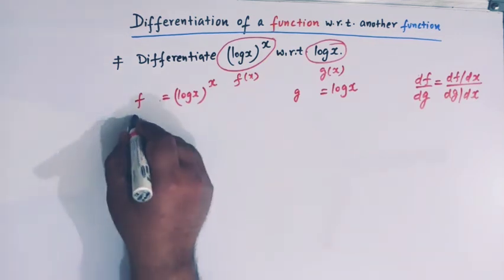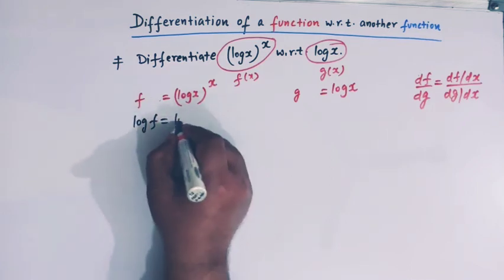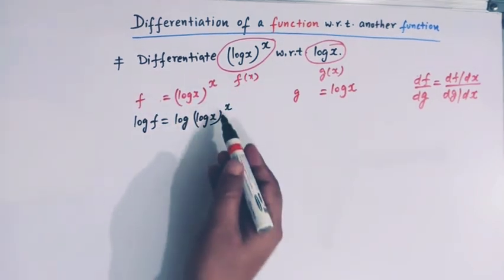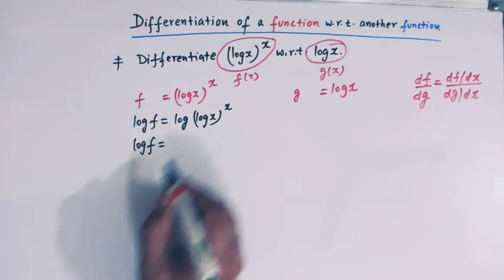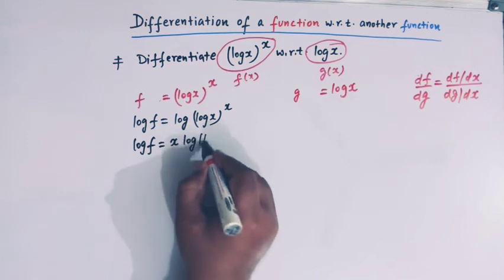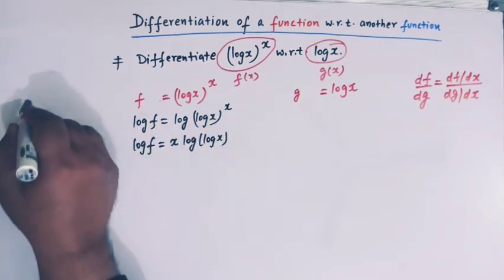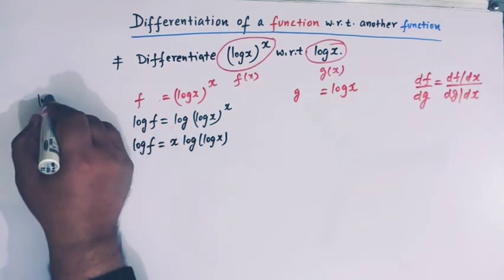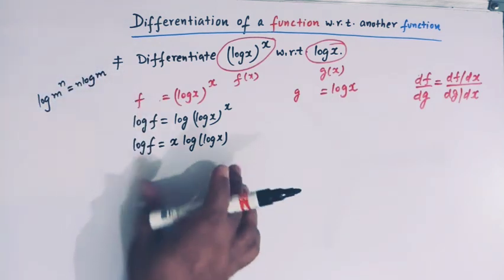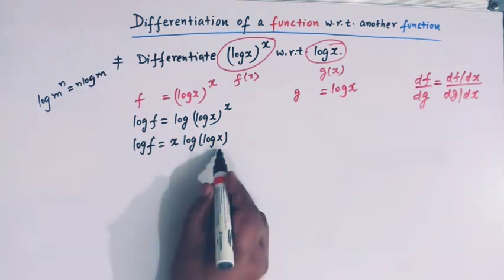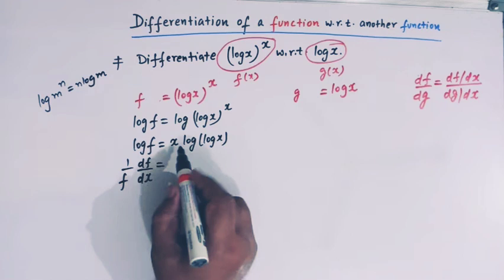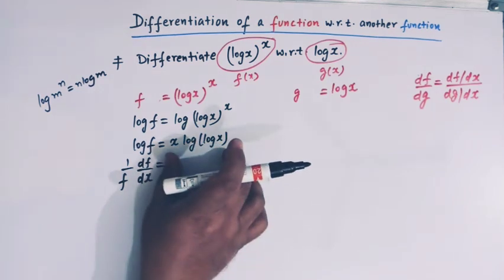So log of f is equal to log of (log x) raised to x, and this can be written as log of f is equal to taking x in front, x log of log x, right? So here we have utilized the property log m raised to n is n log m, right? Now differentiating both sides with respect to x, so we have 1 over f df over dx, and here we'll make use of the product rule.